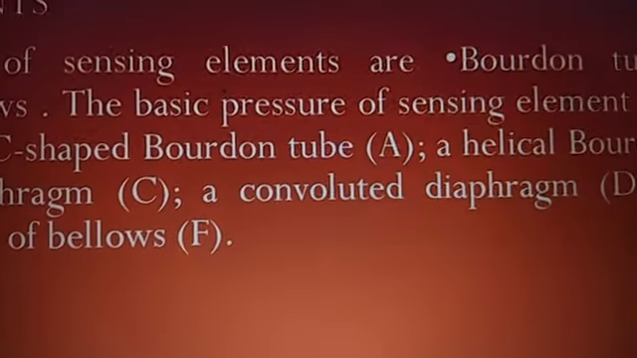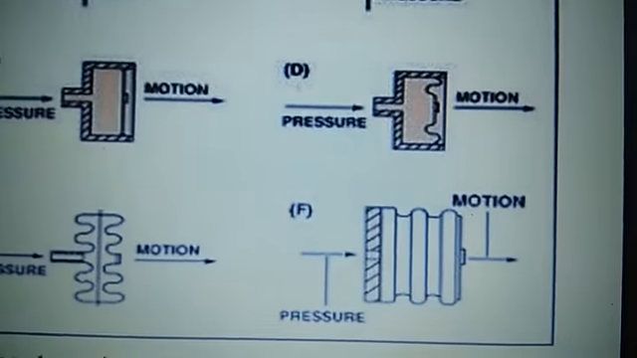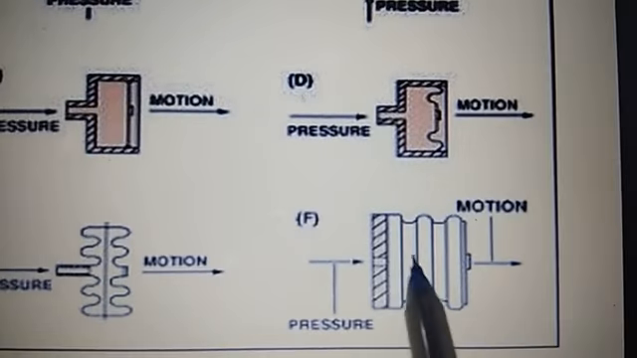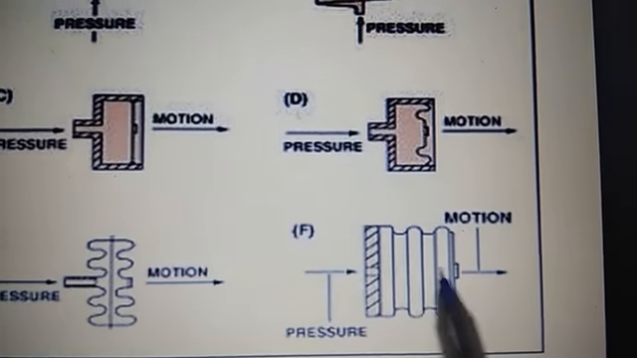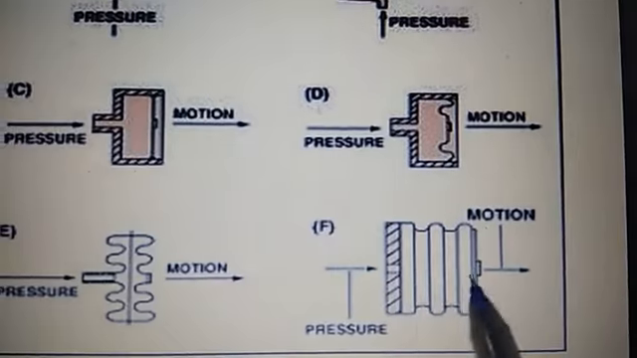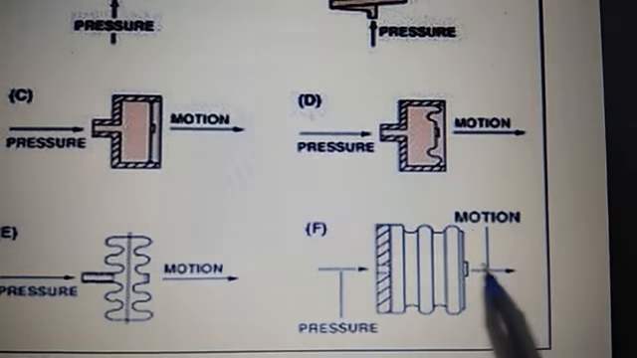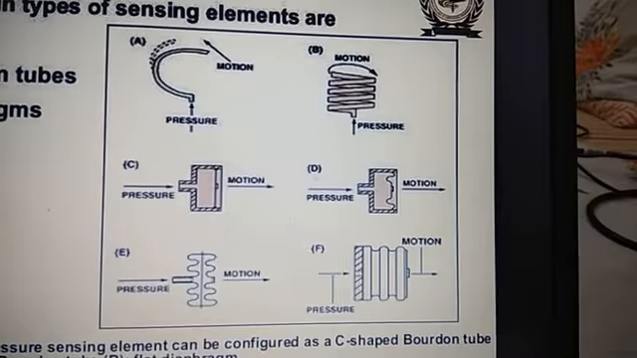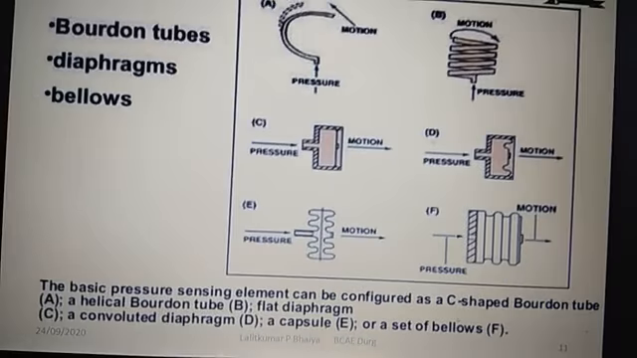And finally, figure F is the set of bellows. This is the figure of bellows. Later on we will see one more figure of this bellows. The pressure is applied here, the rubber type bellows will move here, and this motion is calibrated into pressure. Like a rubber spring, you can say, these bellows are there.